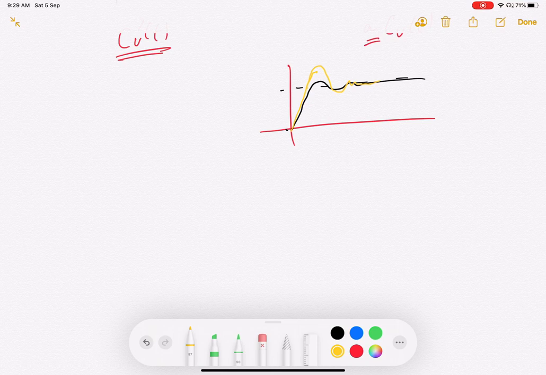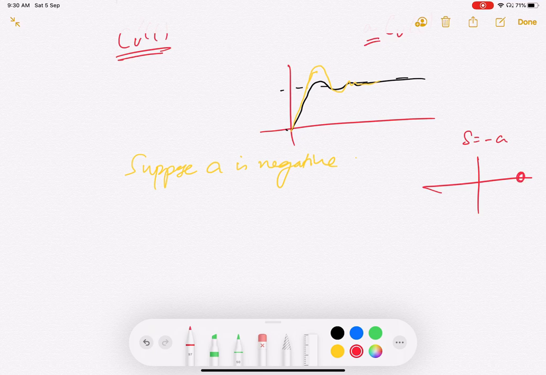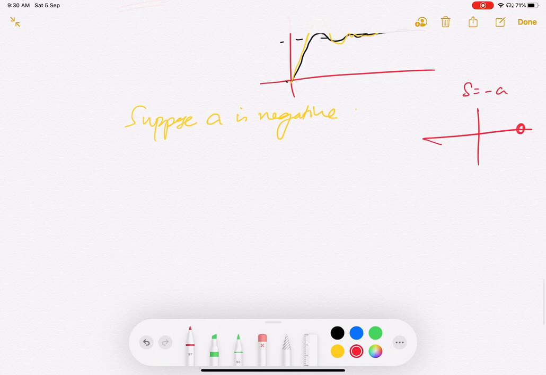There's one more twist to this. Suppose A is negative. That is, the zero is on the right half plane. Since A is negative, s equals minus A means the zero is somewhere here in the right half plane. Since the derivative term is larger than the scaled response, and we are assuming that A is negative and small, it is not very far away from the j omega axis.